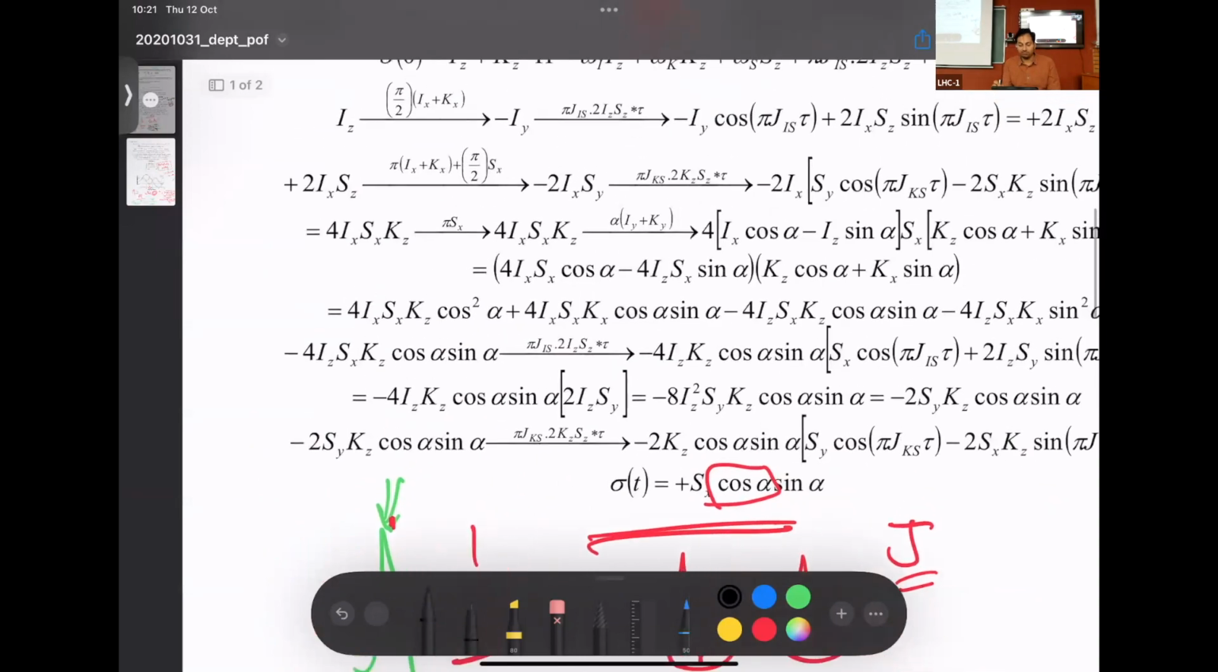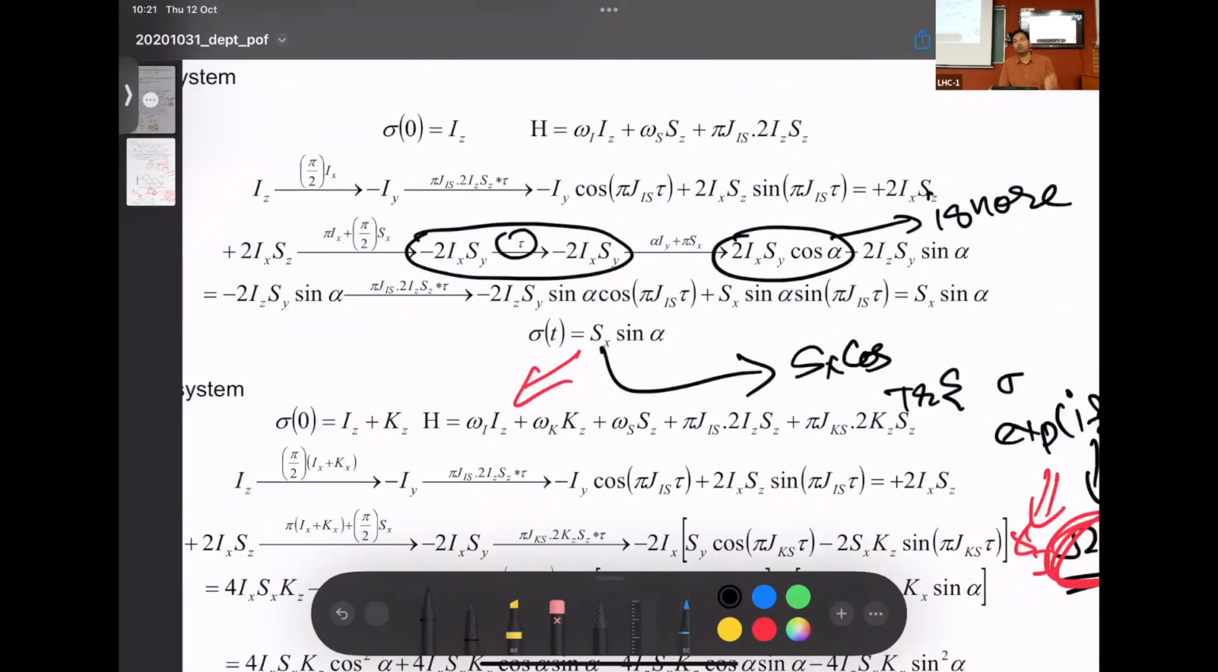We ignore the term. That term exists in reality. You can evolve it. You won't get anything out of it. You will get still. Are you ready to accept the 2IXSY term in this tau delay? Will it evolve with scalar coupling? It will not. But on the other hand, it will not evolve with carbon chemical shift. It will evolve with proton chemical shift.